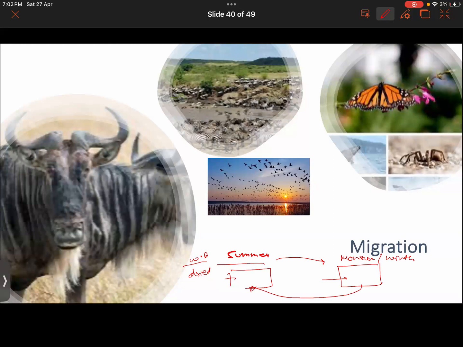Right. Sir, I have a question. Yes. How would the animals who are migrating know which country to go to? Repeat again. How would the animals who are migrating know where to go? How do they know where to go?